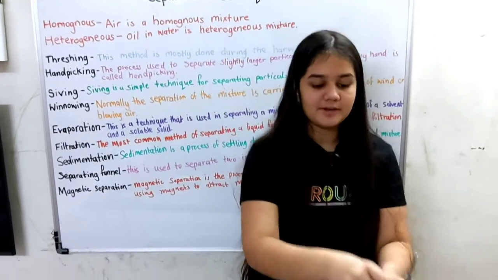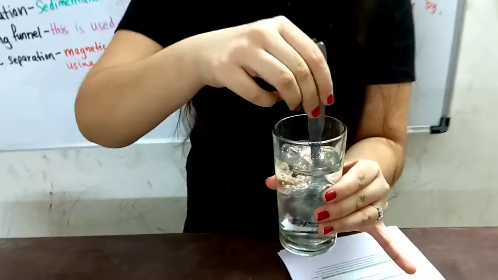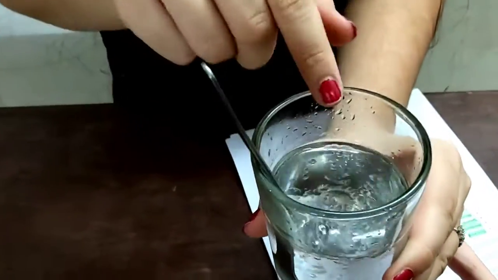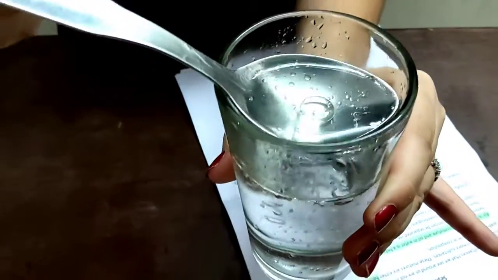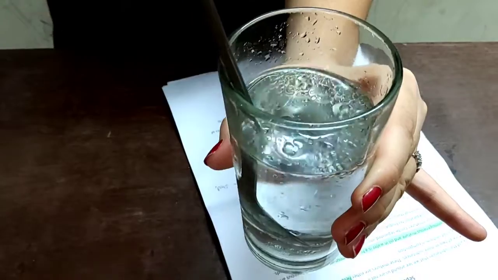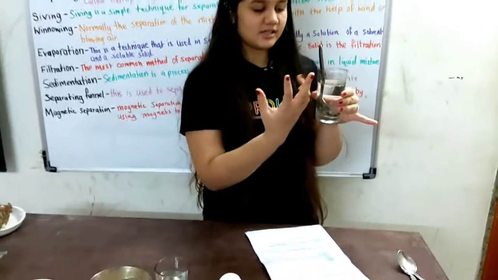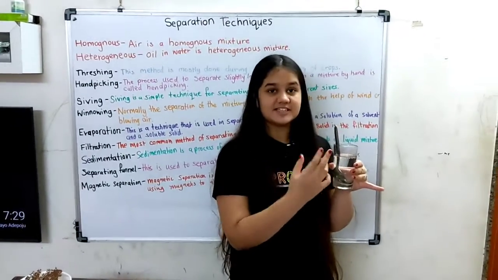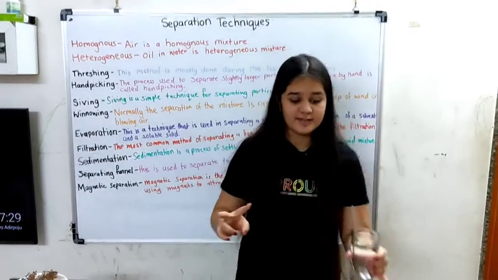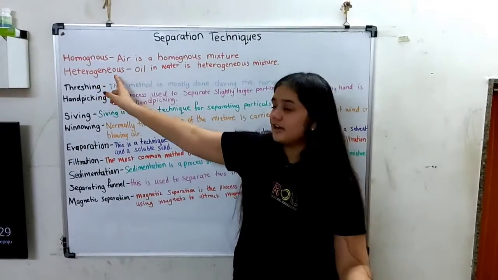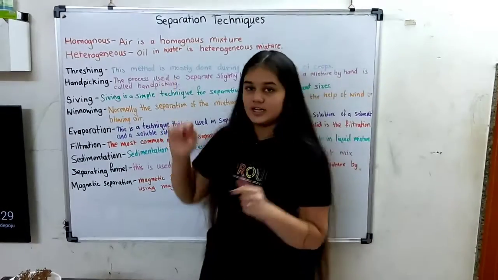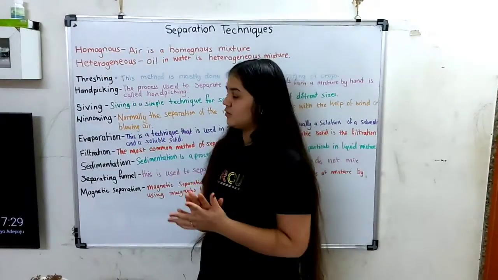So for example, here I have oil and water. If I mix it, I can still see that oil is over here, as you can see in the bubble form, and water is here. There are just two substances in this water, but I can see them differently. So it is called a heterogeneous mixture. Now you got it, what is heterogeneous and homogeneous.